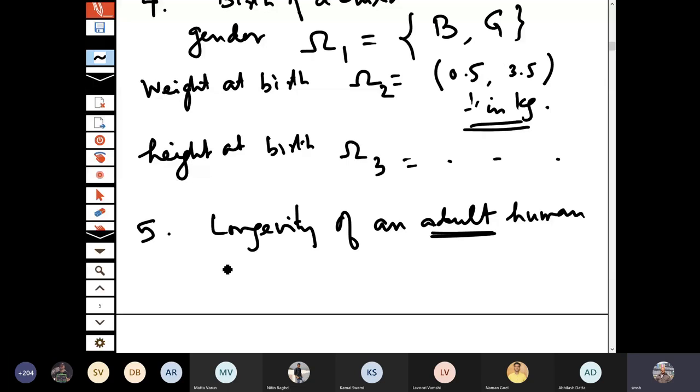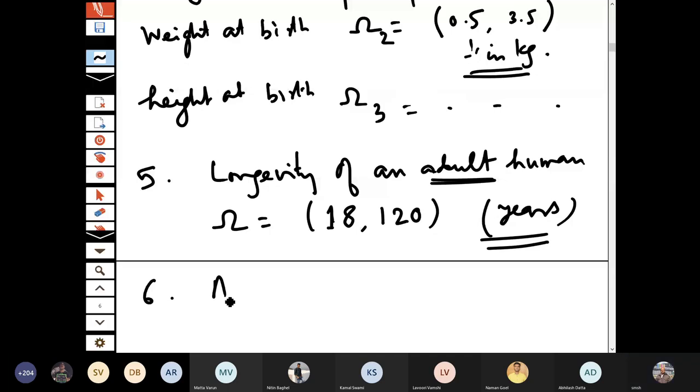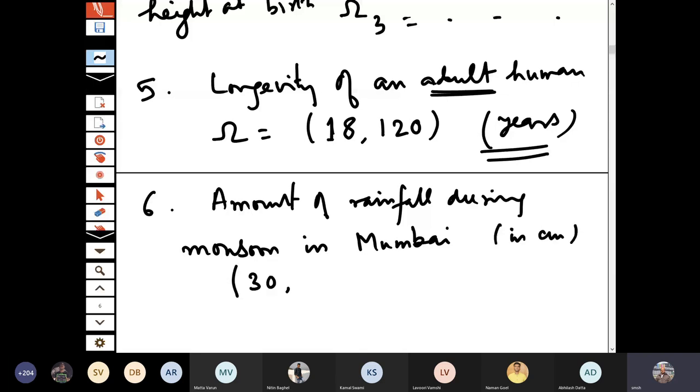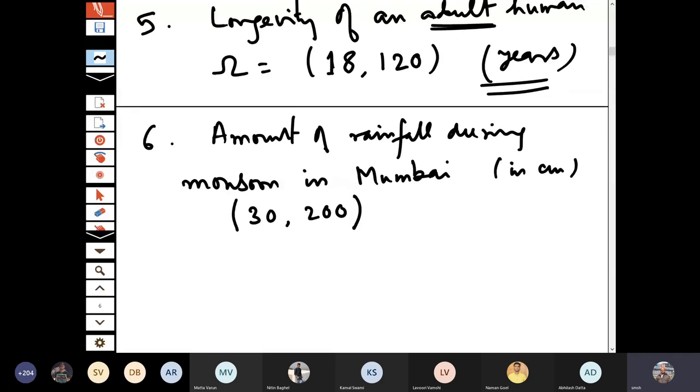If I am looking at, say, amount of rainfall during, say, monsoon, in one place, say for example, in the city of Mumbai, it will be in certain centimeters. So for example, it could be from say 30 centimeters to maybe 200 centimeters, in the case of sometimes there are super rain days. So you can see here that the sample space we can describe depending upon what is our interest here.